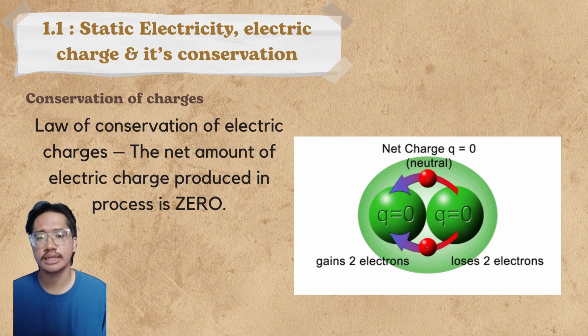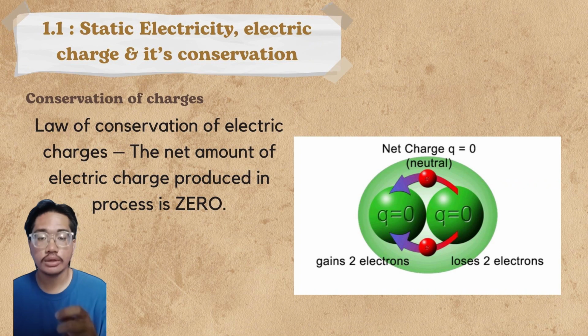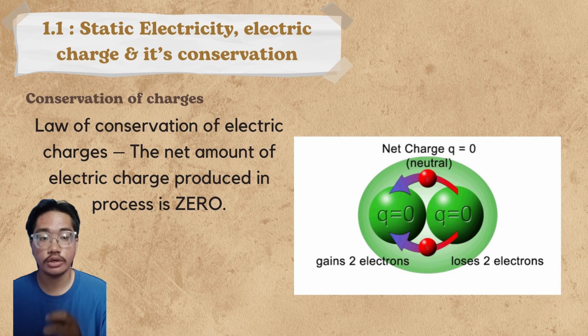This transfer of charge maintains the overall balance in the system. Similarly, in processes like charging by induction or separation of charge in an electric circuit, the total charge before and after the event remains the same. The conservation of electric charge is a fundamental concept in electromagnetism and plays a crucial role in understanding the behavior of electrically charged particles in various situations.